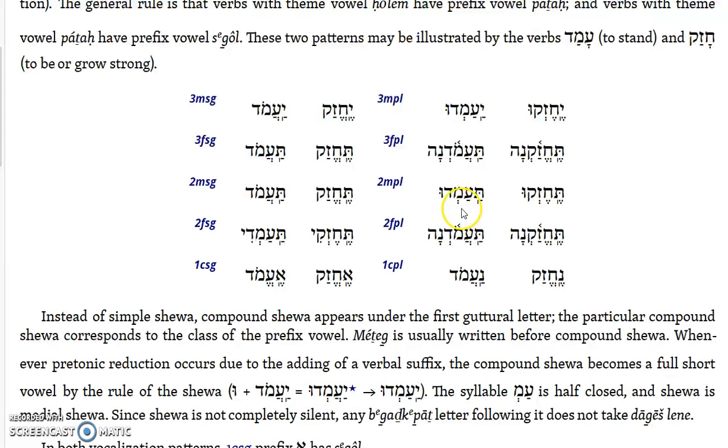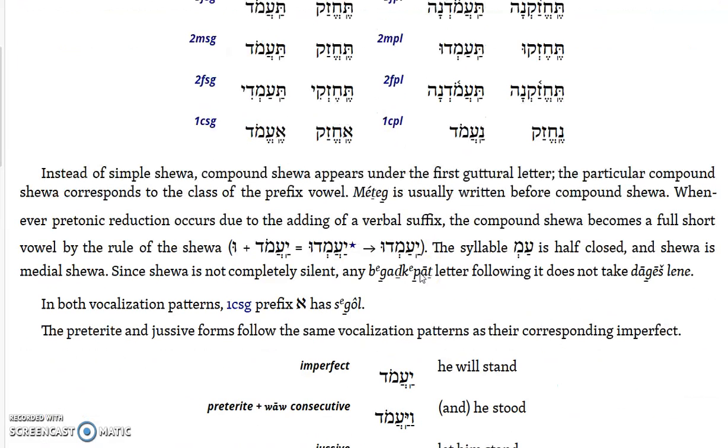And so you get it also in the second masculine plural, where the theme vowel reduces to shavah, then the vowel of the half vowel becomes a whole vowel. And so that's how that will work.